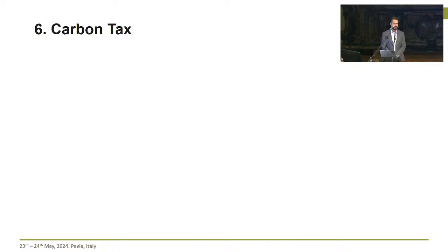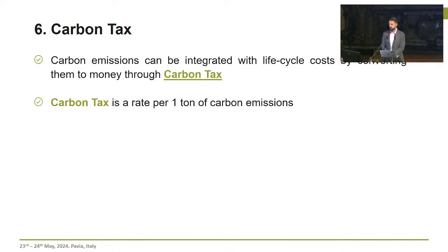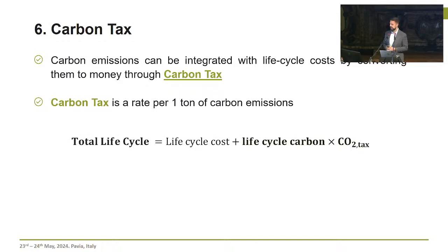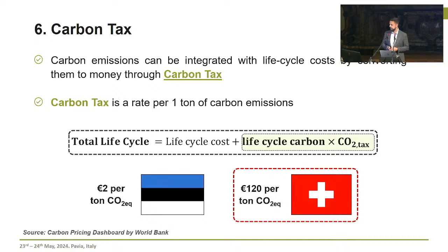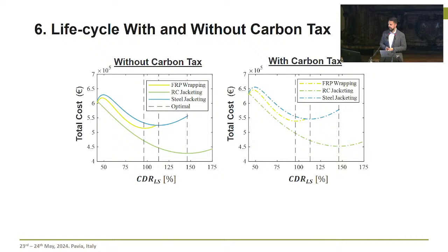There's another way to integrate the carbon emissions into life cycle cost, which is by converting the emissions into money. And the concept of carbon tax, which is a tax imposed by the government for each ton of carbon emissions, which means that my total life cycle cost will be the original value plus the carbon emissions multiplied by the carbon taxes. Within the borders of Europe, it could be as low as 2 euros, and this is like Estonia, and it could be as high as 120 euros per ton, as in Switzerland. Right now, there is no tax; I'm going to use Switzerland for illustration purposes.